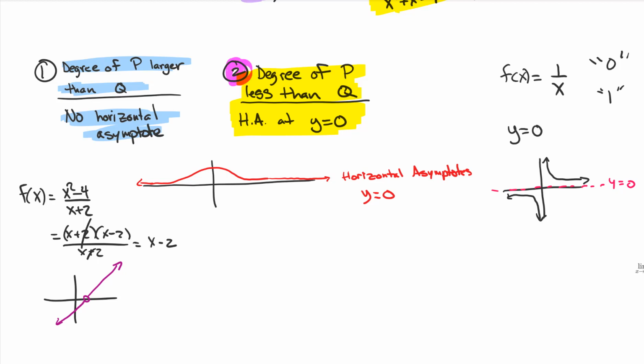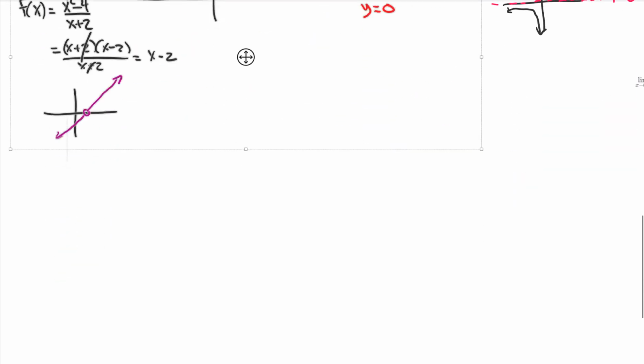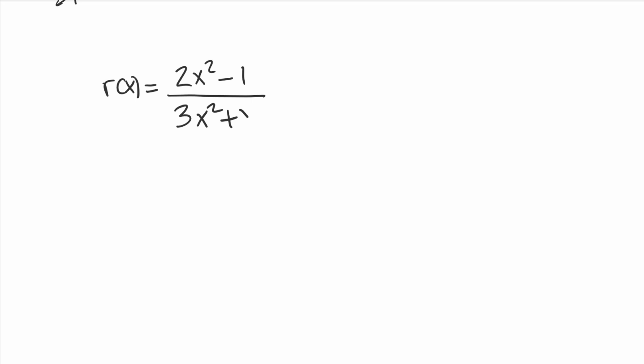I don't really like these cases all that much. They're not very interesting for calculus. What's interesting for calculus is when you have the same degree. When we have the same degree, let's take a look at this. Let me give you an example. Say r of x equals 2x squared minus 1 over 3x squared plus, let me keep it with numbers, plus 13.